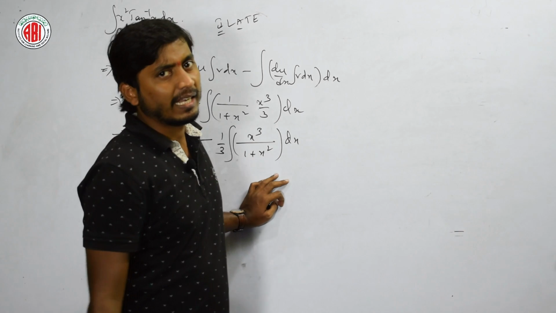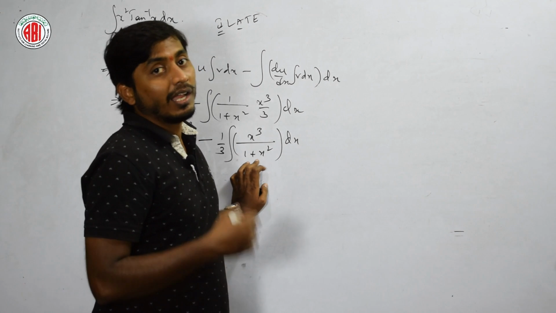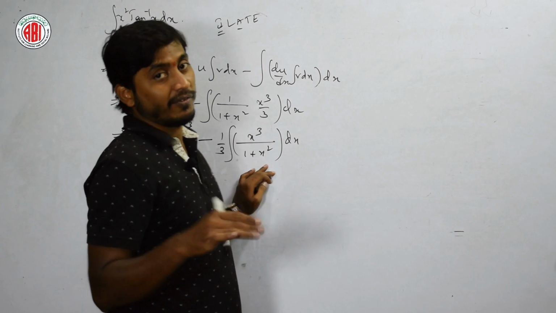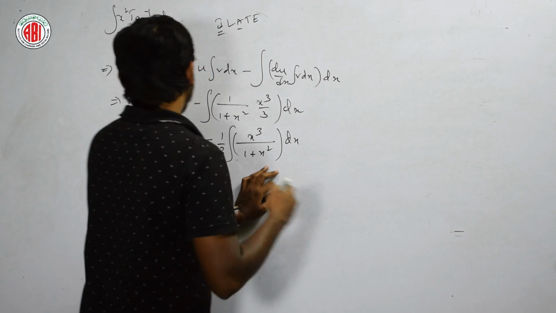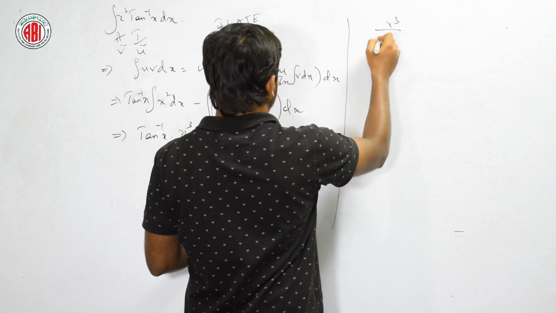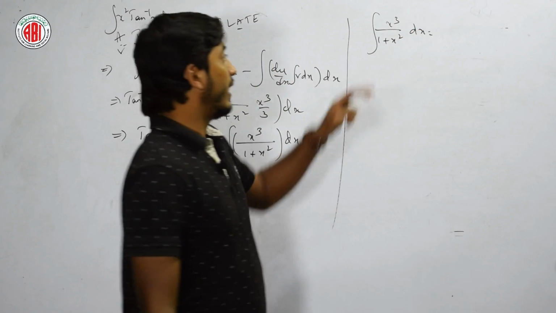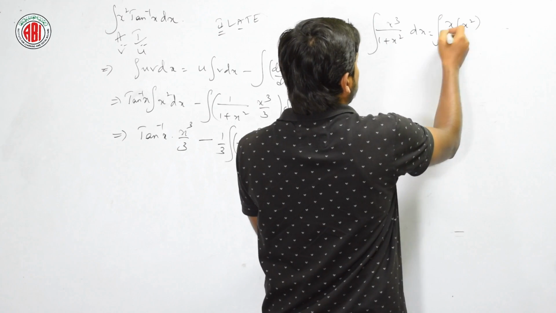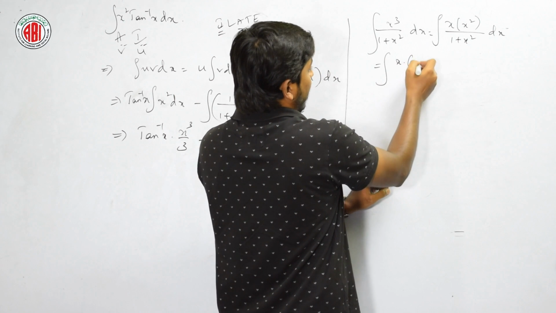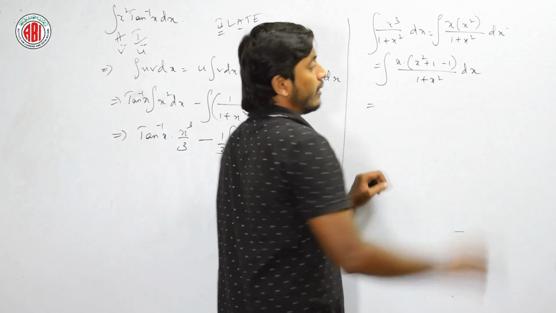Clear? So how do we solve this? X cube by 1 plus x square. If the numerator's degree were less than the denominator's, we would have done something like f dash x by f of x. So how do we solve this? Let us take this separately and solve that. The integral of x cube by 1 plus x square. Let me take x cube as x into x square. Next, let me take x separately. Let me add and subtract 1. Can I separate it? Yes.